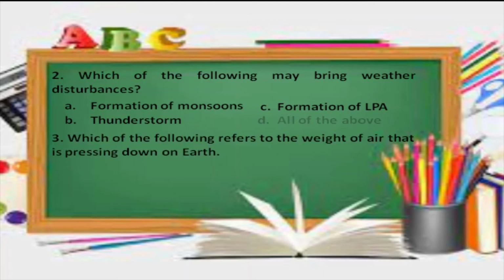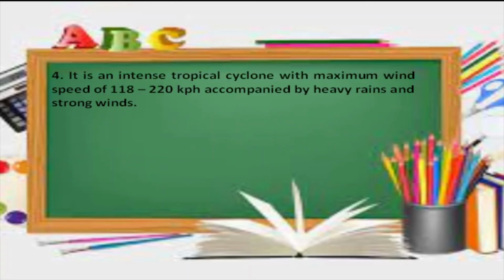Number 3. Which of the following refers to the weight of air that is pressing down on Earth? A. Temperature. B. Air pressure. C. Cyclone. D. Typhoon. The answer is letter B. Air pressure. Item number 4.